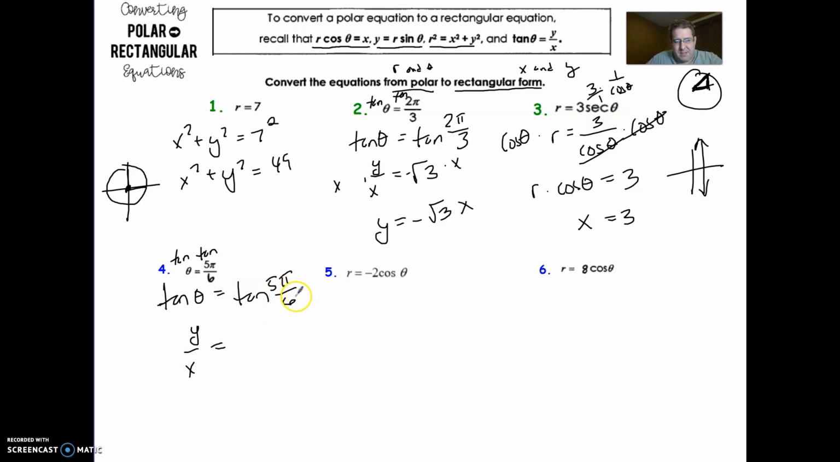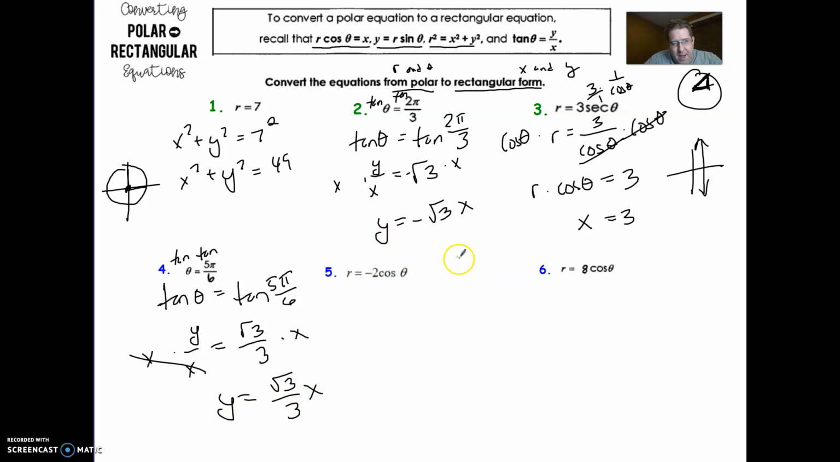Now, 5 pi over 6 isn't quite pi. It's a little bit less than pi, so it's in the second quadrant. It's actually a 30-degree reference angle in the second quadrant, and tangent of 30 degrees is square root of 3 over 3. All right, now just multiply both sides by x, and you've got your equations. Square root of 3 over 3 times x. There's the equation you can put in your calculator.